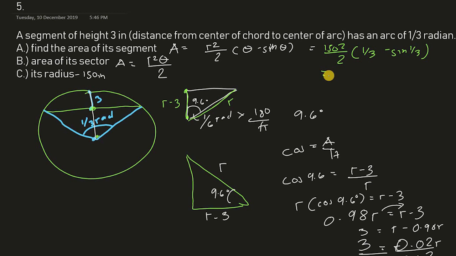squared divided by 2 times, okay, let's solve that. First, let me use the degree mode of my calculator to prove that they are not the same. 150 squared divided by 2 times 1/3 minus sine of 1/3. The answer that came out is 3,684.55. This is in degree mode, guys.